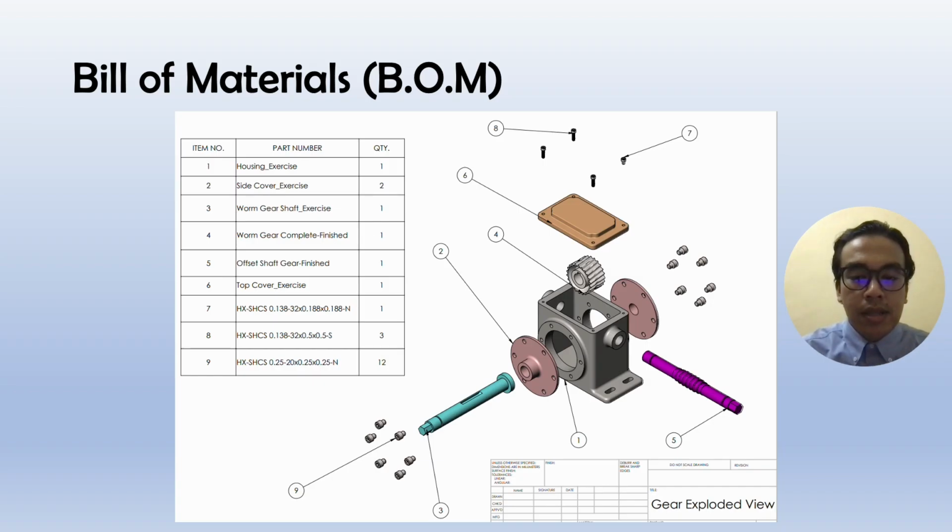Next, this is the bill of materials for our gearbox design. There are a total of 9 different parts in the gearbox. All the parts are listed in the bill of materials table.